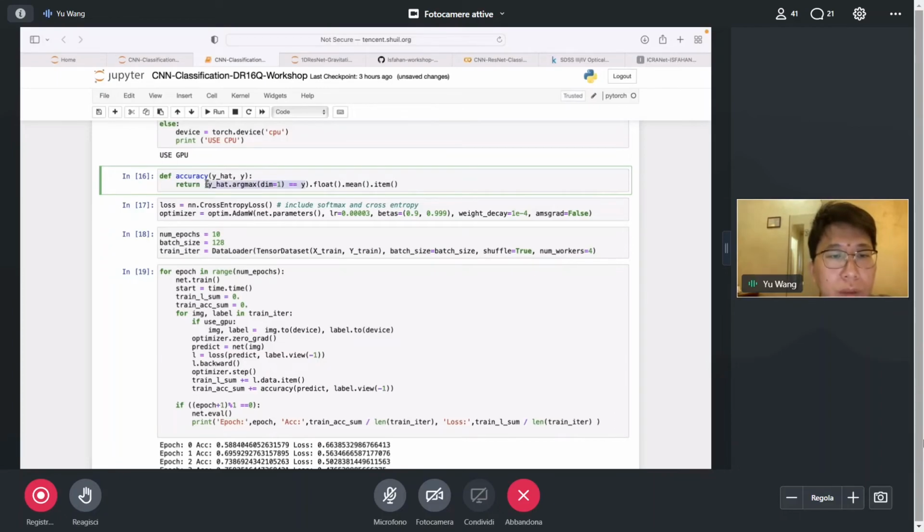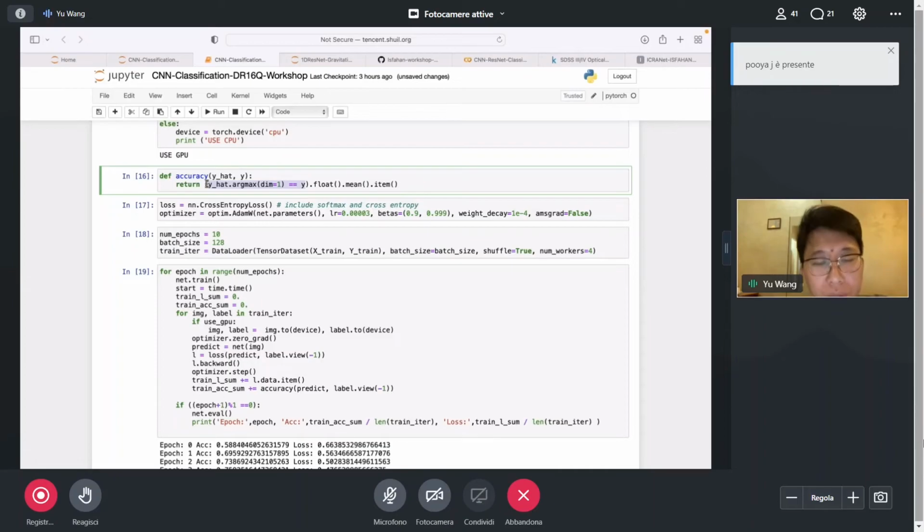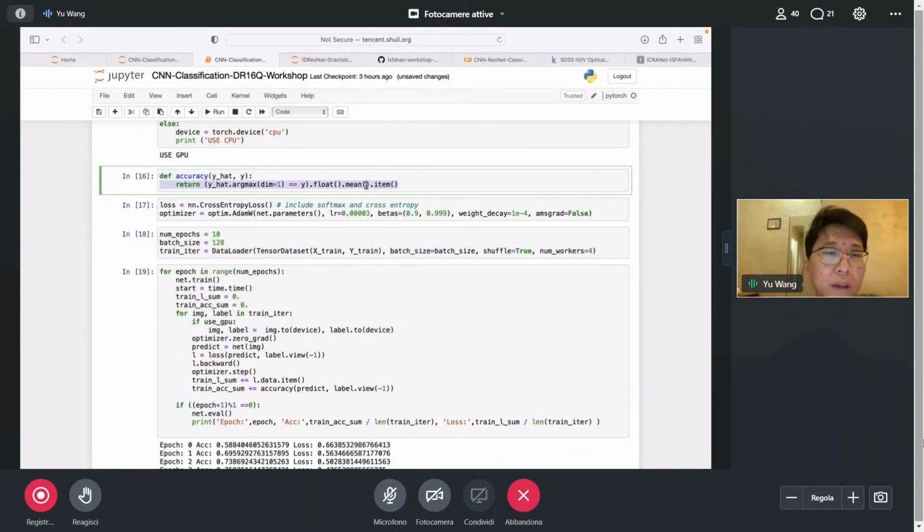It is computed by comparing the prediction with the label. If it predicts correctly, it gives 1. If wrong, it's 0. Then we sum up all the 1s divided by the number of samples. We have the average accuracy.